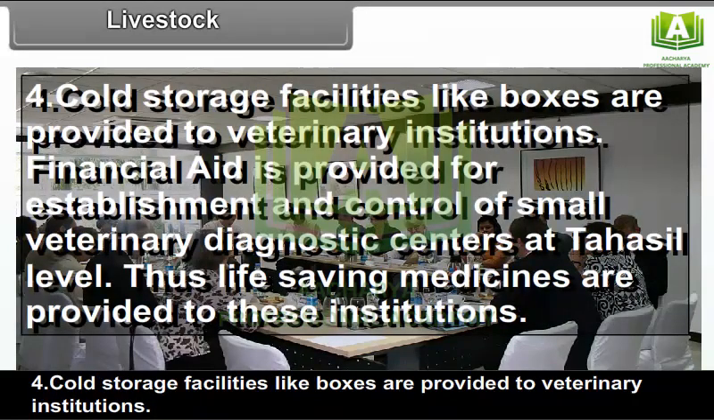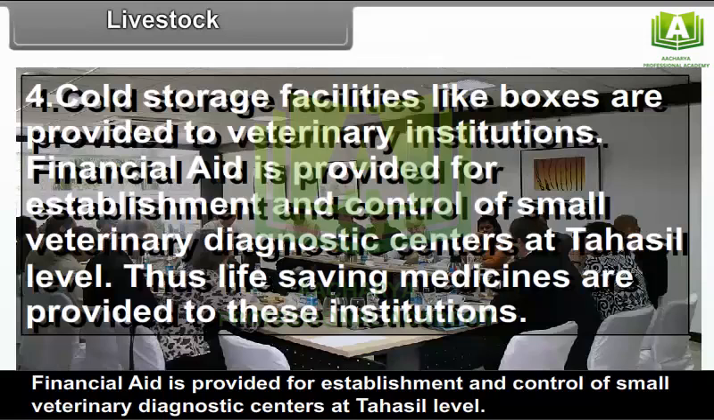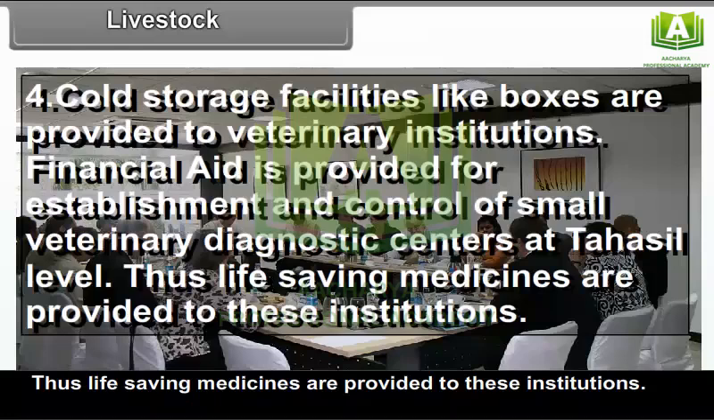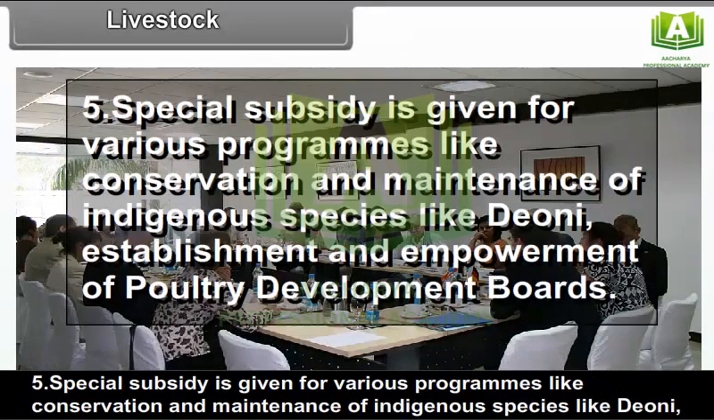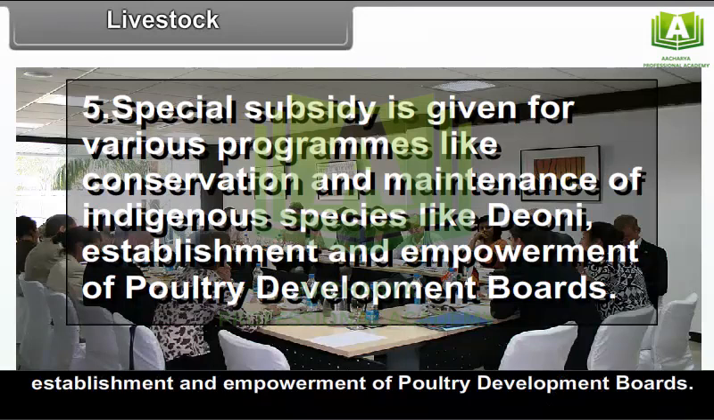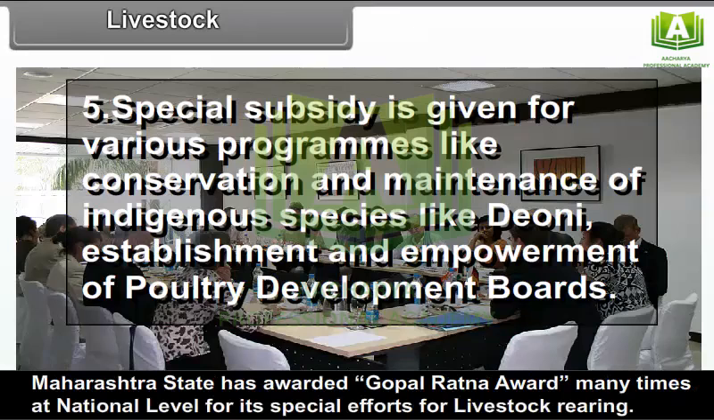Number 4. Cold storage facilities like boxes are provided to veterinary institutions. Financial aid is provided for establishment and control of small veterinary diagnostic centers at Tahsil level. Thus, life-saving medicines are provided to these institutions. Special subsidy is given for various programs like conservation and maintenance of indigenous species like Deoni, establishment and empowerment of poultry development boards. Maharashtra state has awarded Gopal Ratna Award.